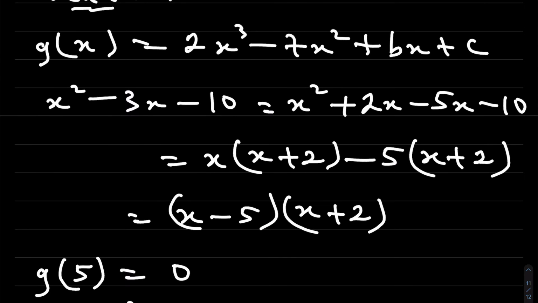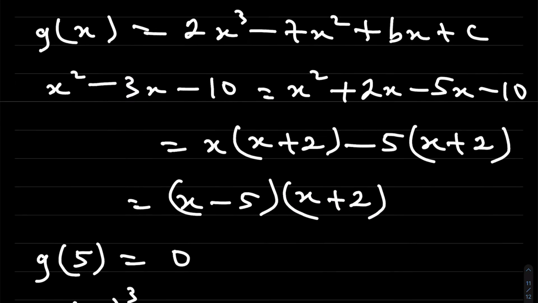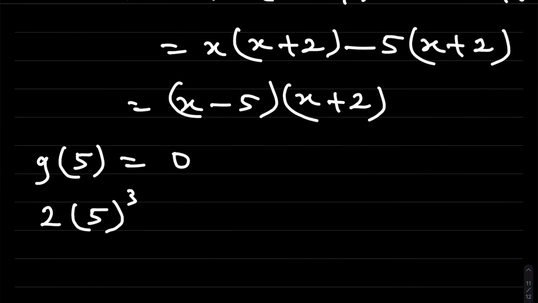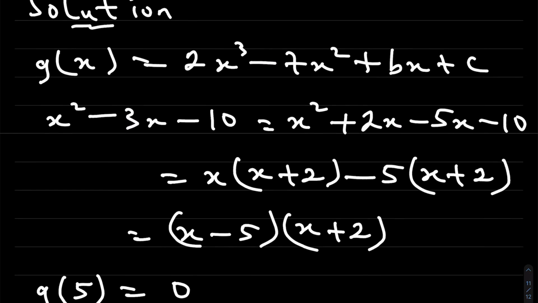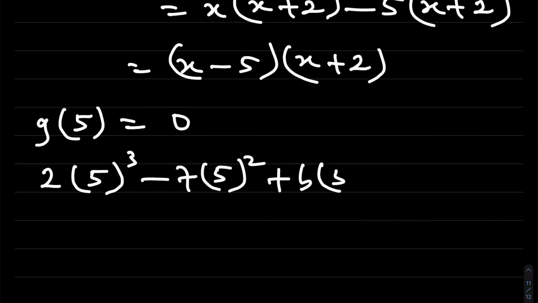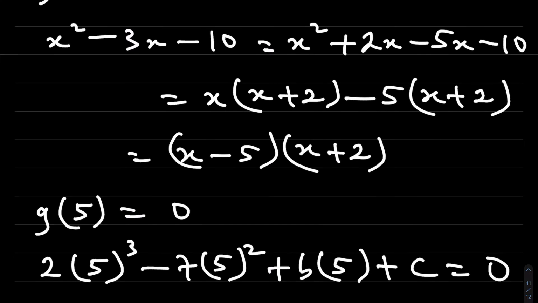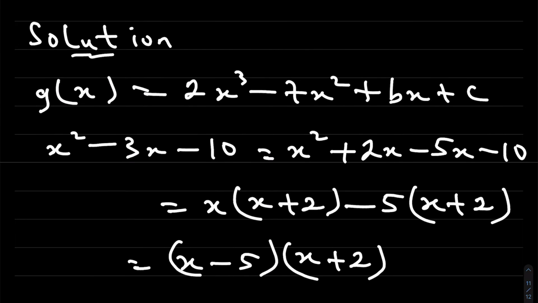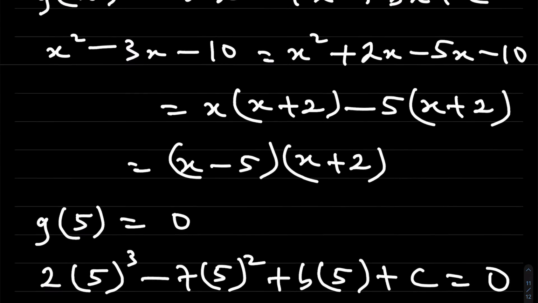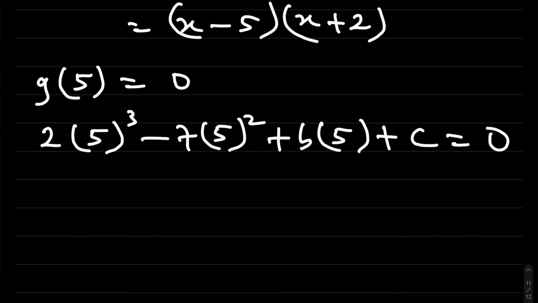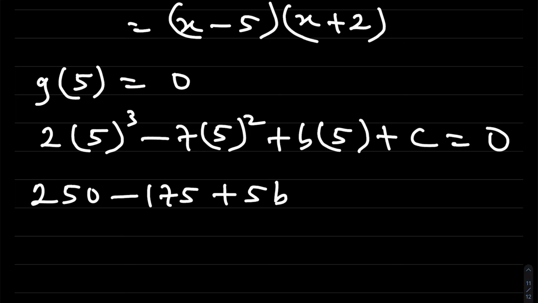2 times 5 cubed plus 2 times 5 cubed minus 7 times 5 squared plus b times 5 plus c equals 0. Yeah, we have just put 5 in g of x for x, and that simply means 5 cubed is 125, times 2 is 250, minus 25 times 7 is 175, plus 5b plus c equals 0.